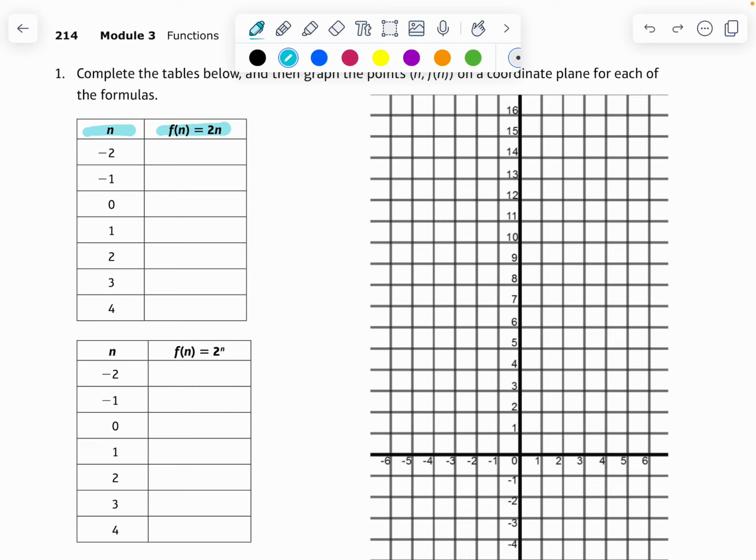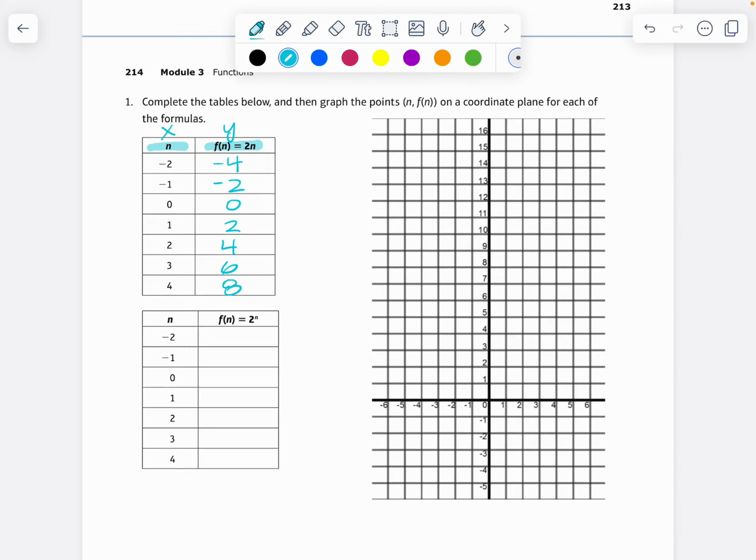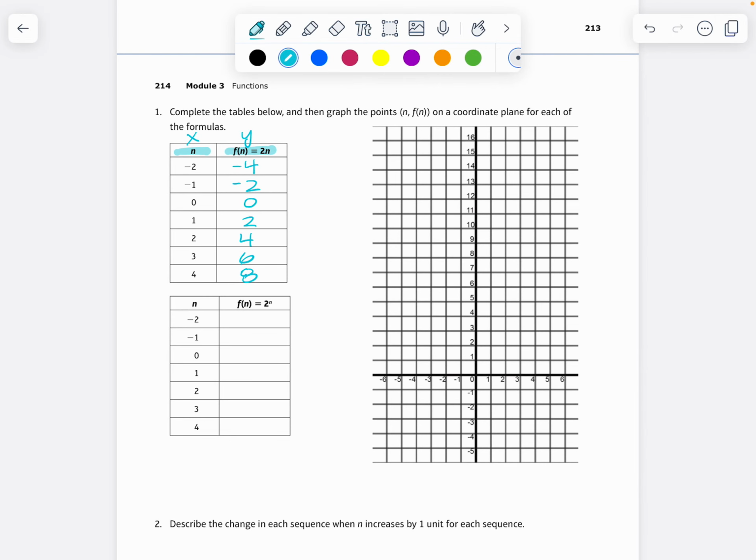If you plug in a -2 times 2, you should get -4. -1 times 2 is -2. You should get 0, 2, 4, 6, and 8. Don't forget, this is like our input and our output. We have enough coordinate points there to graph it.